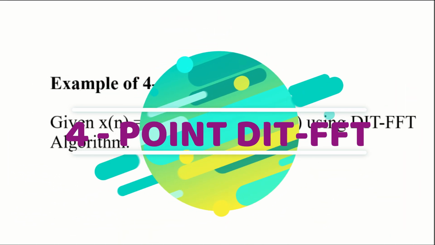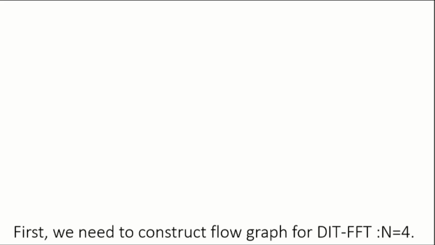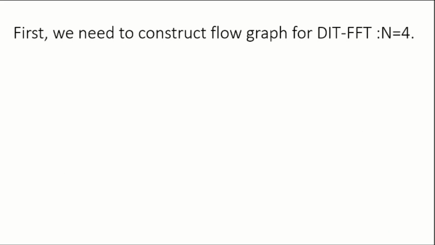Now let's see an example of a 4-point DIT FFT question. Given sn is equal to 0, 1, 2, 3, find Sk using the DIT FFT algorithm. First, we need to construct the flow graph for the DIT FFT. We can see that there are 4 numbers in sn, so we assume that n is equal to 4.